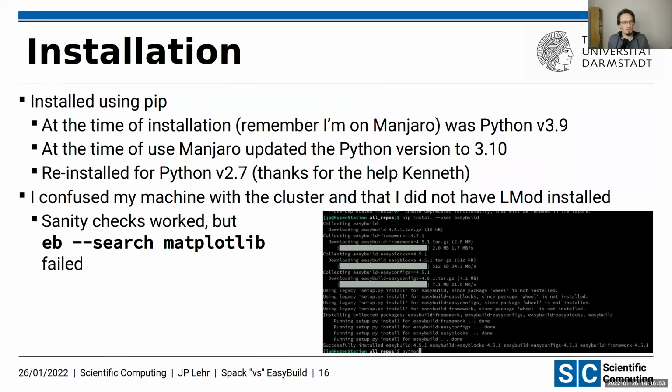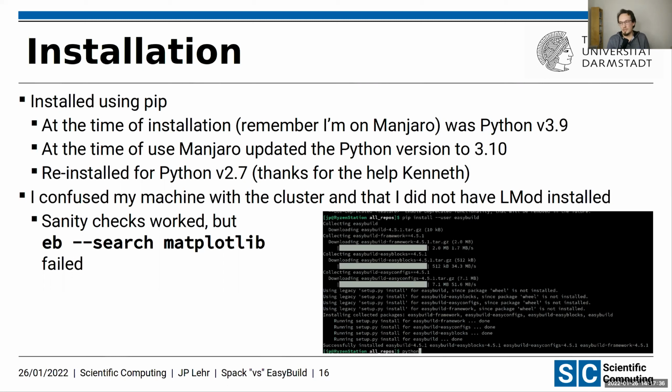So this one is actually installed using pip. And here's something specific to Manjaro and specific to that time, I guess. When I installed it, Manjaro was still shipping Python version 3.9. And for the next stream, when I wanted to use it, Manjaro actually updated Python to version 3.10. And obviously this all doesn't work well. And so I had to reinstall it for Python version 2.7. I think now there's support for Python version 3.10 as well in EasyBuild. Yeah, but I just reinstalled it for 2.7. And thanks for the help, Kenneth. He was actually on stream helping me out quite a bit for a couple of things.